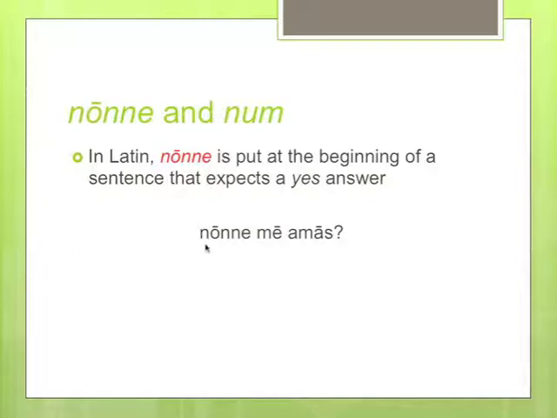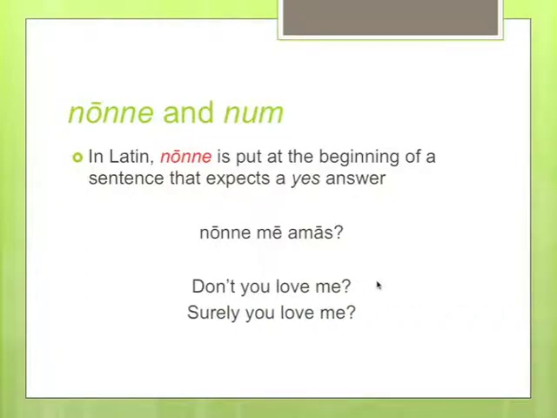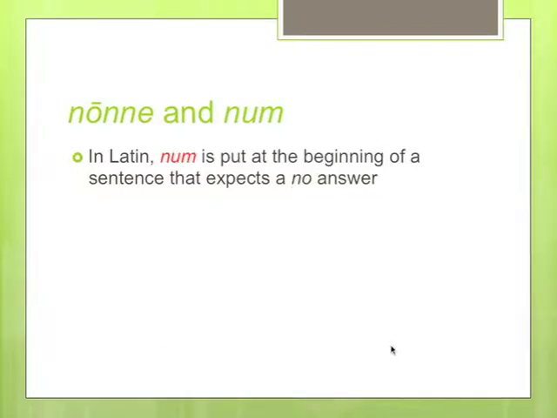So here's an example. Nonne me amas? This is a question expecting a yes answer. You could translate it just, "Don't you love me?" as a negative question. If you want to be a little bit lazy, you can say, "Surely you love me," and just sort of raise your voice with the statement, "You love me." The most sophisticated way to handle this nonne, however, is to use a tag question, as in, "You love me, don't you?"